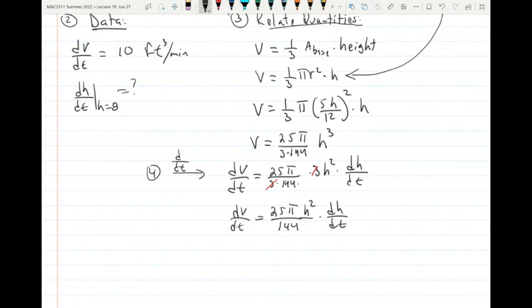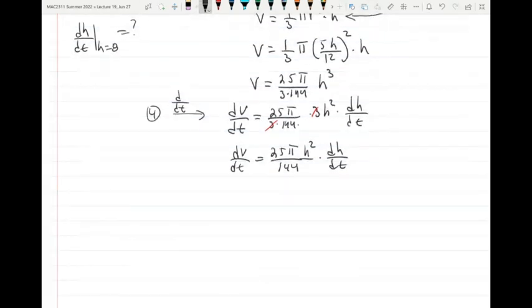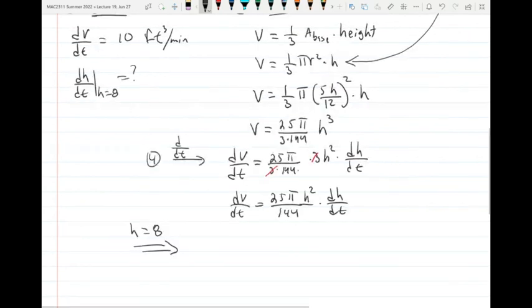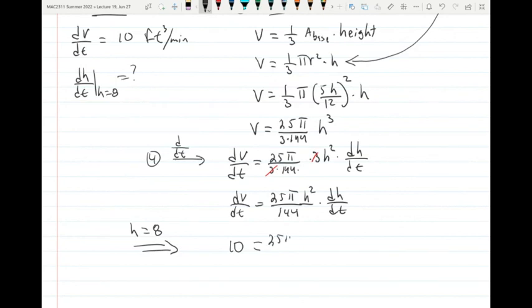So now let's plug in what we have. We know dV/dt, that's equal to 10. We know h, that's equal to 8. And we know dh/dt, no, we don't. That's what we're going to find. So when h is 8, we get 10, because dV/dt is always 10. It's 25 pi times 8 squared over 144 times dh/dt when h is 8. So we can solve now.